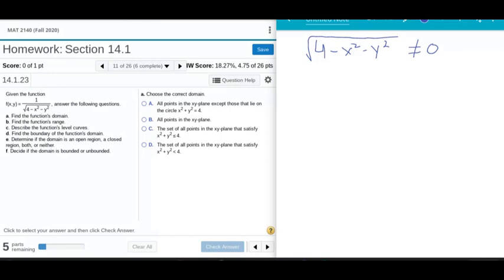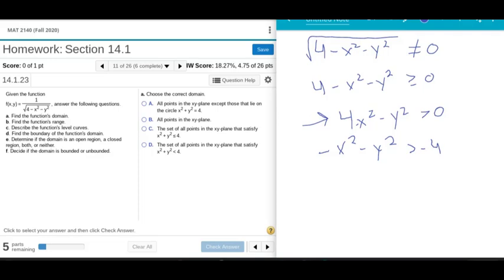But then also we have a square root, and we don't want to take the square root of anything negative, so we have to make sure that the radicand is greater than or equal to 0. So if we put these two things together, we just say that this radicand, 4 minus x squared minus y squared, has to be greater than 0. Let's make it look a little nicer. I'm going to subtract 4 from both sides, so let's do this in steps. Minus x squared minus y squared is greater than -4. And if we divide out a -1, we get x squared plus y squared is less than 4.